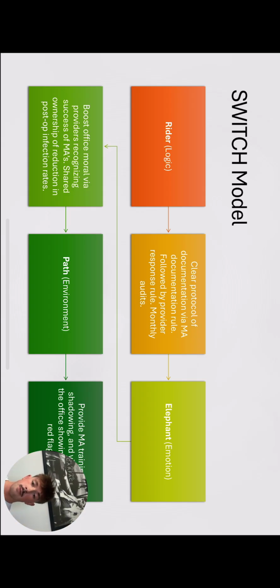And for the path, which is the environment, we will create conditions needed for success. This includes hands-on training, shadowing providers, office visuals showing common red flag symptoms, and overall these cues will support consistent behavior and help staff stay aligned within the workflow. By addressing all three of these components, we can create a change strategy that is logical, motivating, and successful.